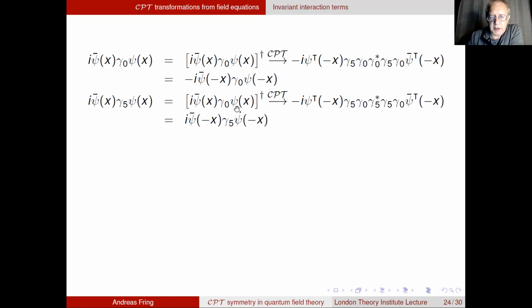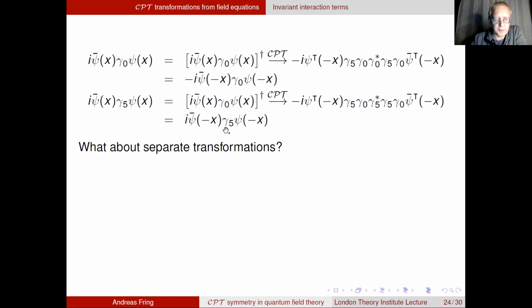And on the right-hand side, I have replaced psi by gamma 5, gamma 0, gamma bar transpose at -x. And again, we use the algebra of the gamma matrices, and we commute this through. Gamma conjugate 5 is gamma 5. So therefore we get a 1 here, and then we get a gamma 0 times gamma 0, which is -1, and that compensates this minus sign here in front, and we have a gamma 5.